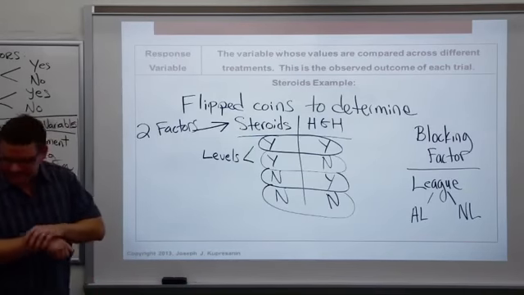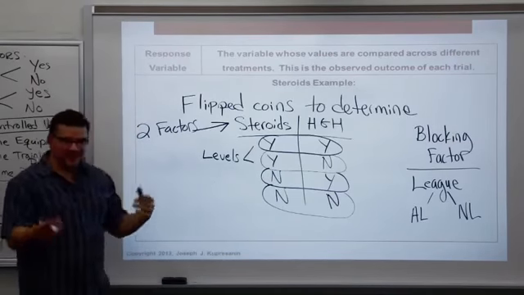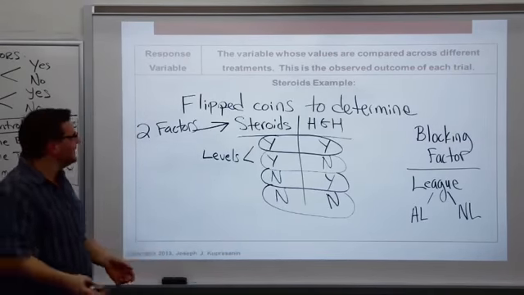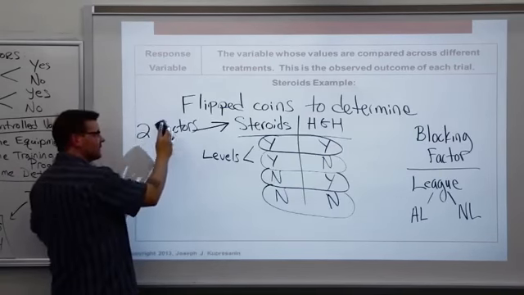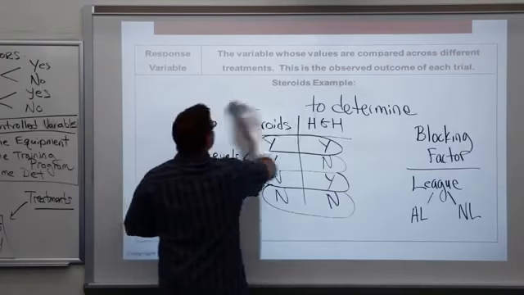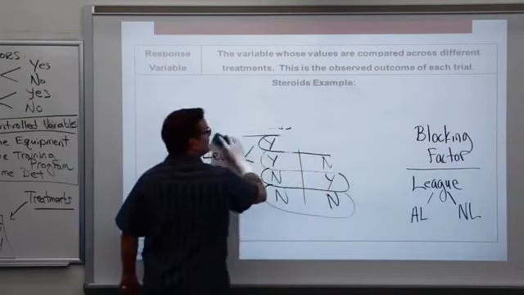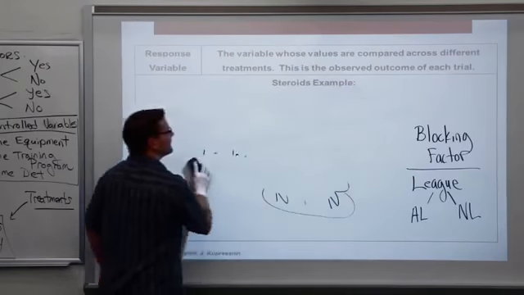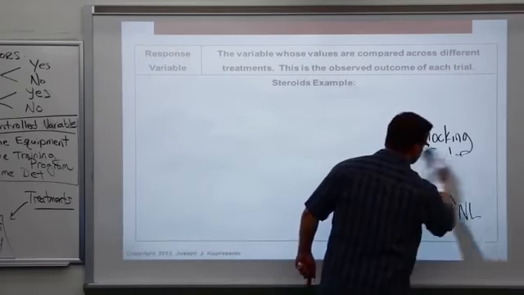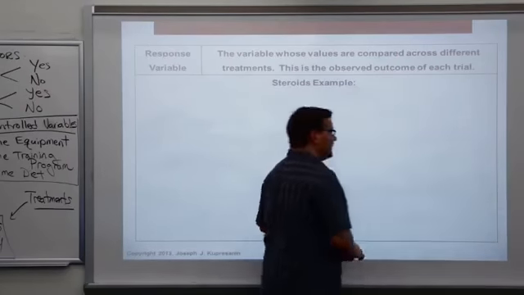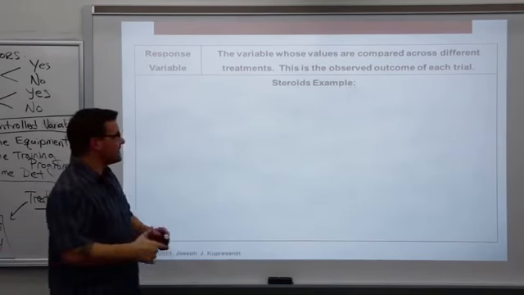Moving forward, response variable. Whenever you run an experiment, you have to measure something at the end of it. For the steroid example, what did we measure? Response variable: the variable whose values are compared across different treatments. This is the observed outcome of each trial. At the end of the season, what are we measuring for each player? It's number of home runs.